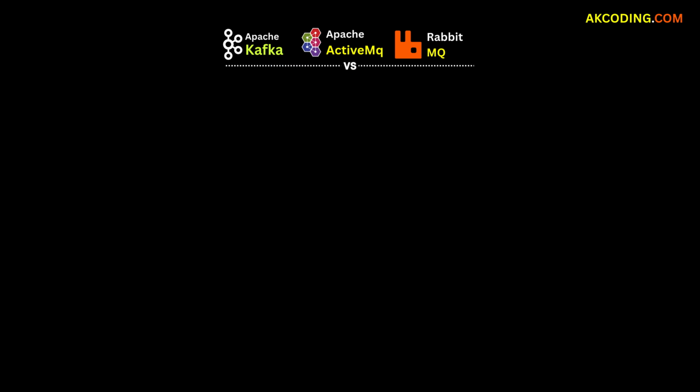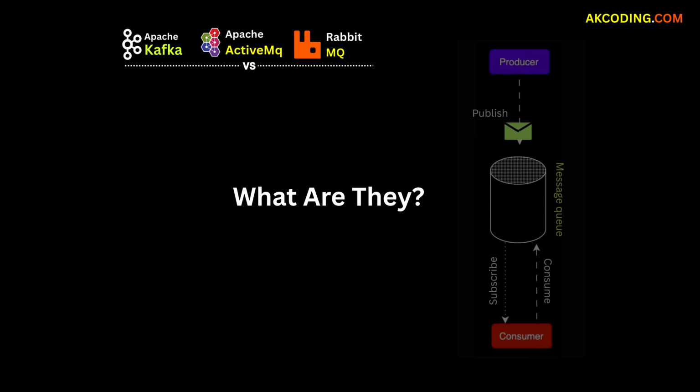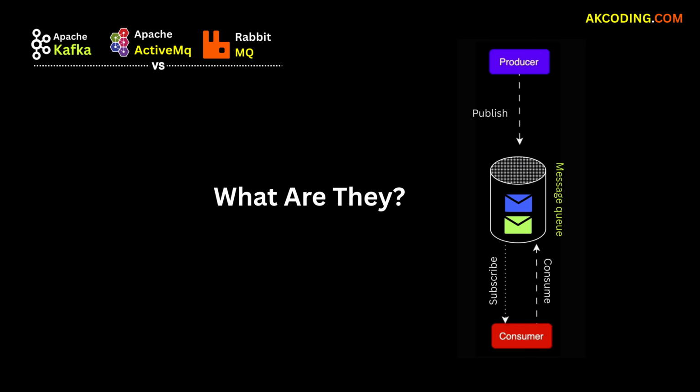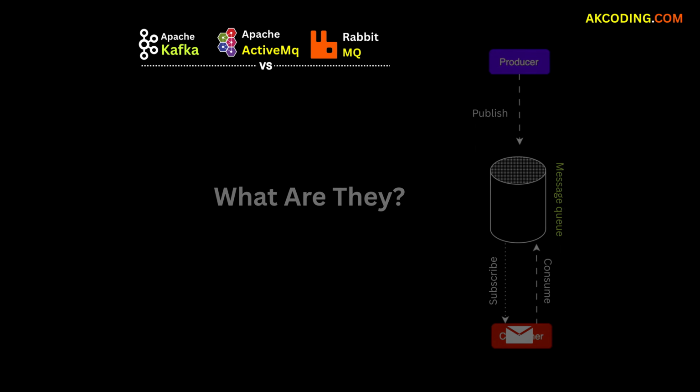First, let's understand what these systems actually do. Message queues are like a post office. You drop a message and someone else picks it up. They help different services in your system communicate asynchronously, meaning they don't have to wait for each other.